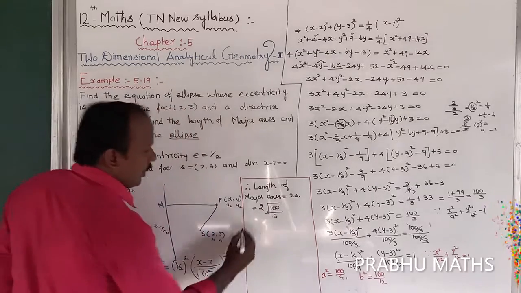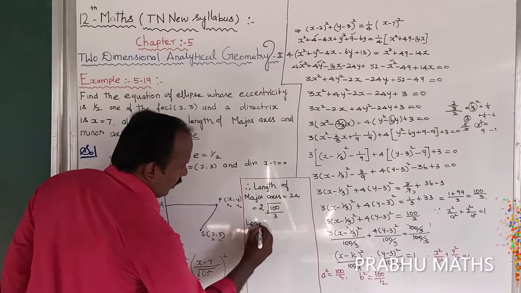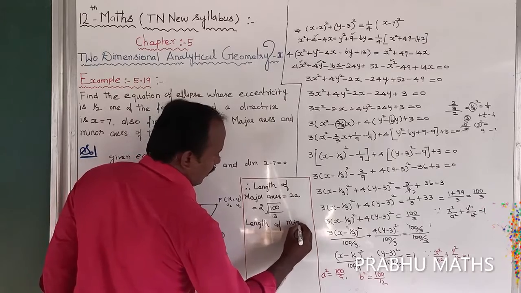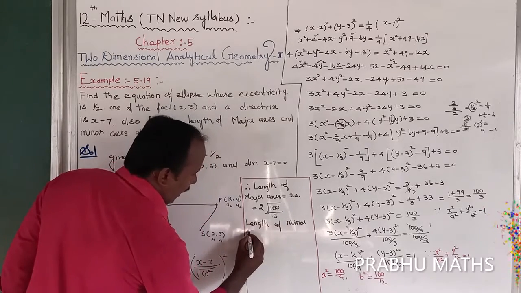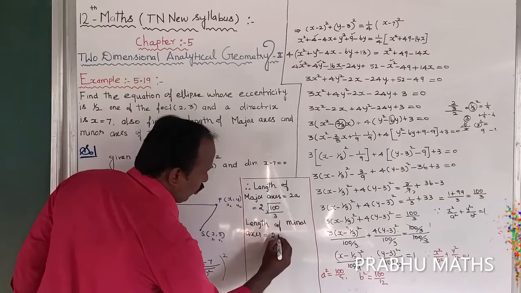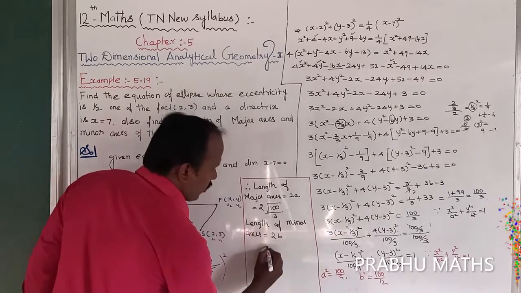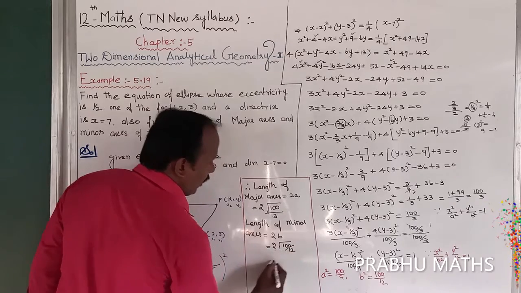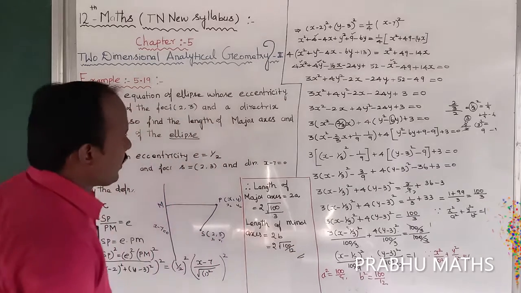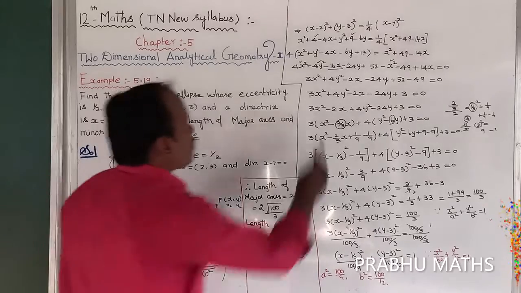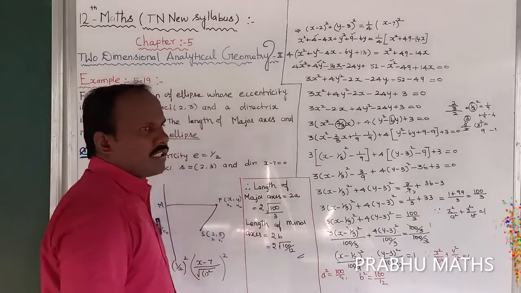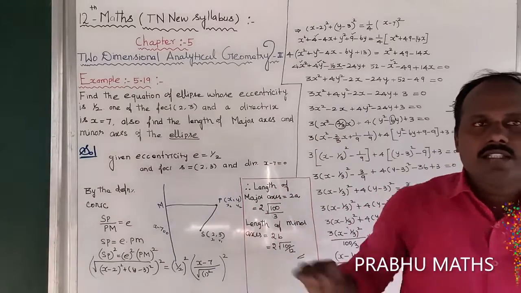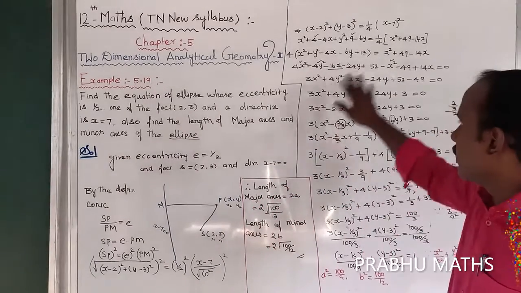Next, the length of the minor axis. The minor axis is equal to 2b. Now b is equal to root of 100 divided by 12, so that is 2 into root of 100 divided by 12. That is the length of the major axis and the length of the minor axis. This is just converting to the general form.